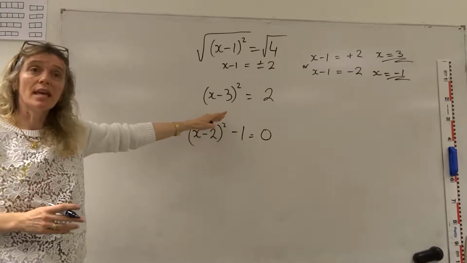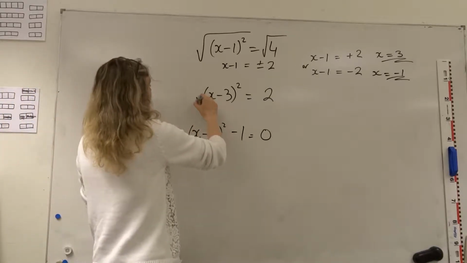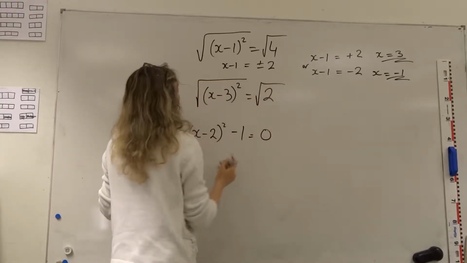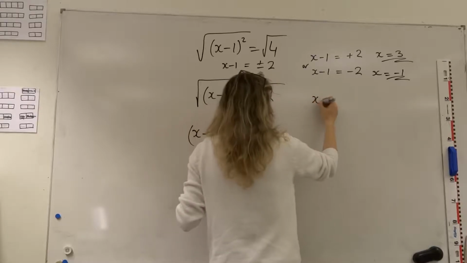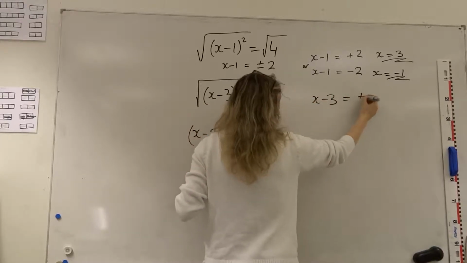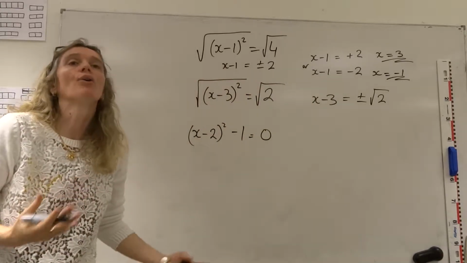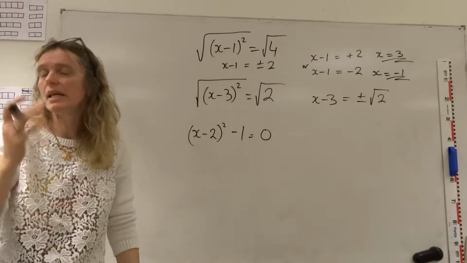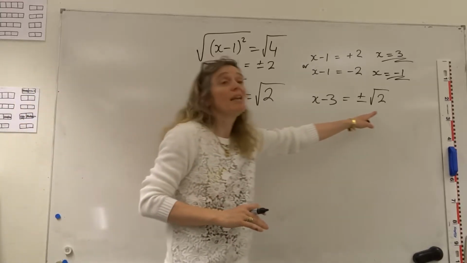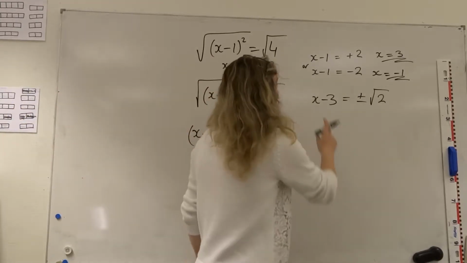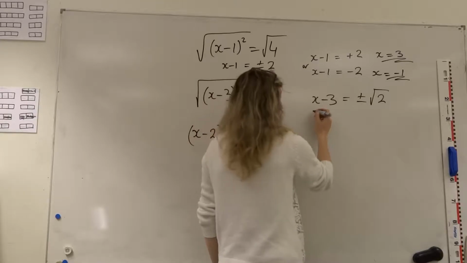We do the same thing here. Take the square root of both sides. We get that x - 3 equals plus or minus the square root of 2. And we don't know the square root of 2 to an infinite number of decimal places, so we leave it looking like that. Move the -3 to the other side, we're going to get two solutions.